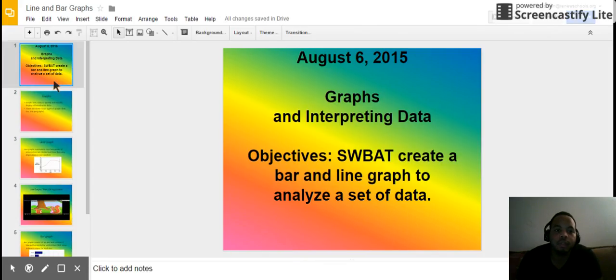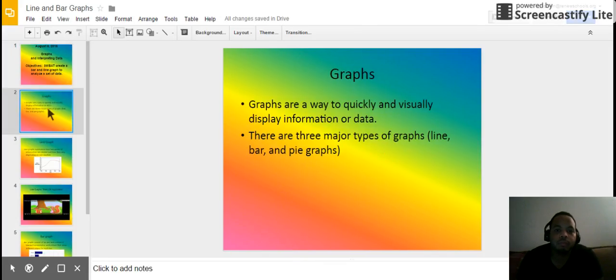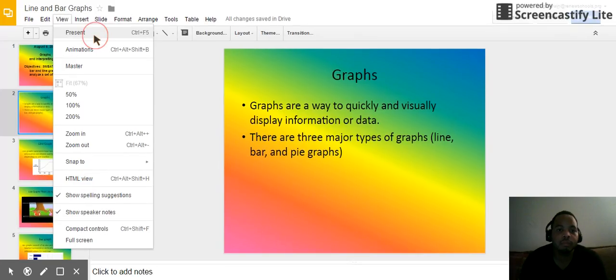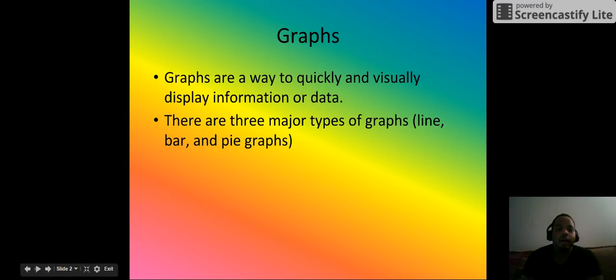Okay, let's go on. Graphs are a way to quickly and visually display information or data. There are three major types of graphs: line, bar, and pie graphs.